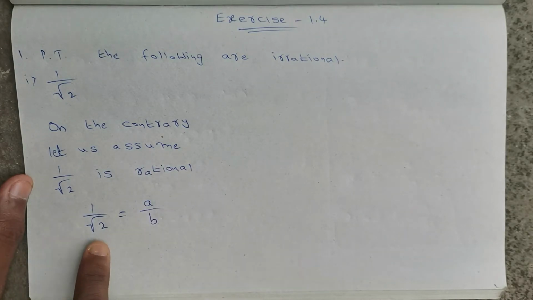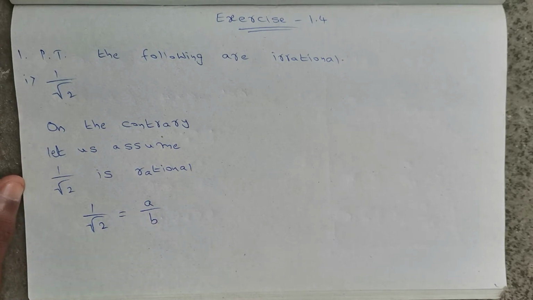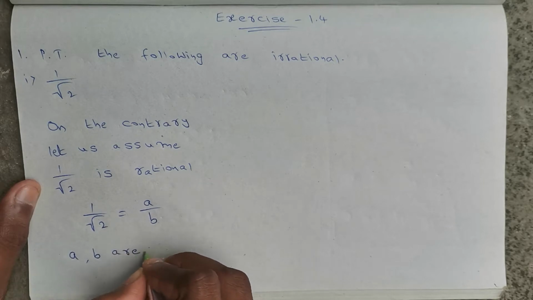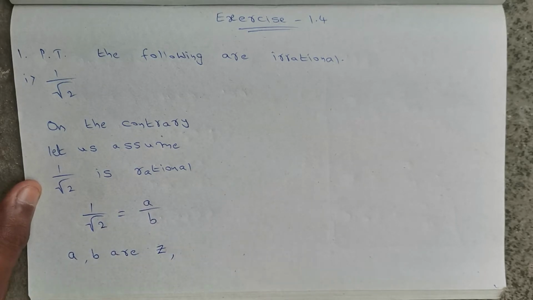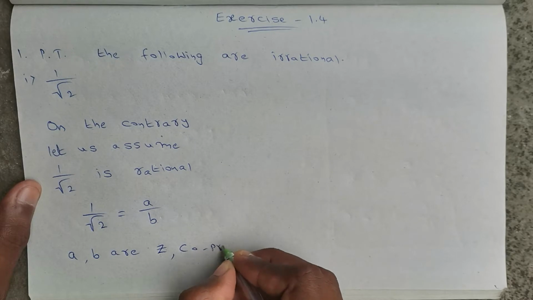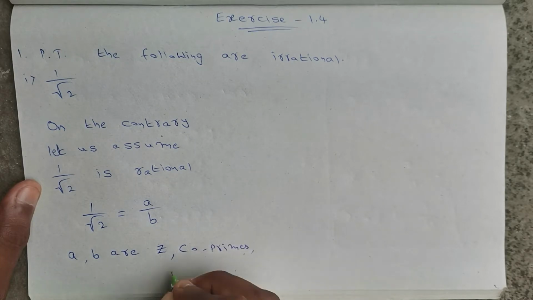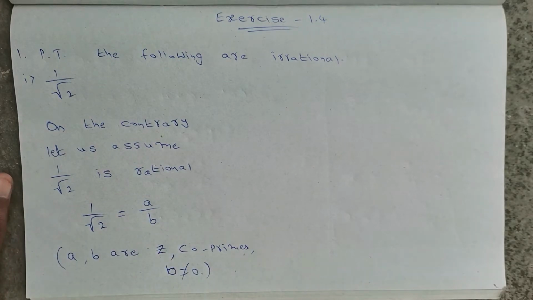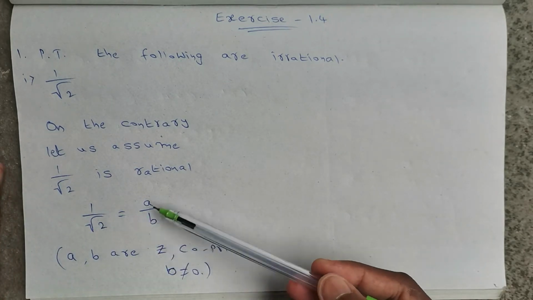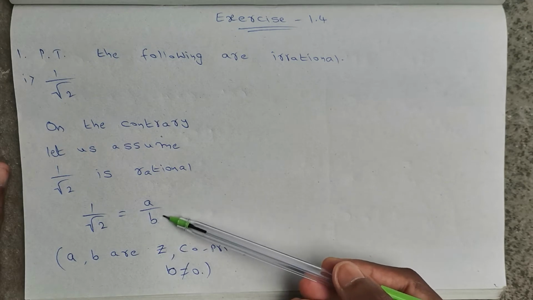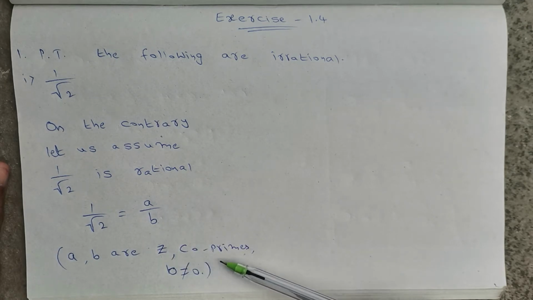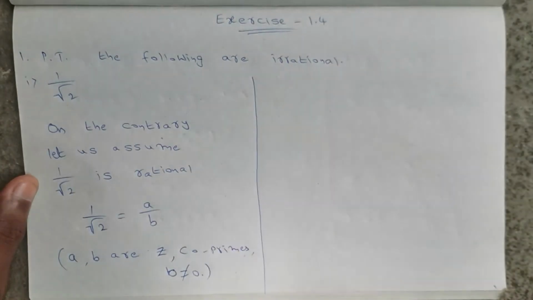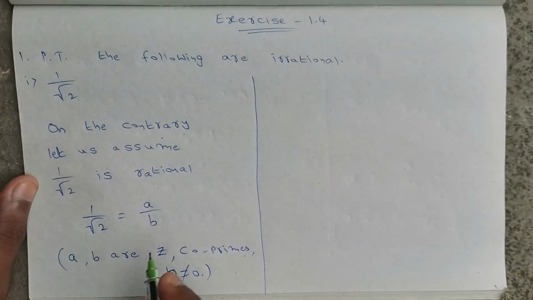On the contrary, we are just assuming that 1 by root 2 is rational. So if it is rational, 1 by root 2 can be written as a by b form, where a, b are integers and co-primes and b is not equal to 0. This condition is must and should. 1 by root 2 is equals to a by b, where a, b both are integers as well as co-primes and the denominator b is not equals to 0.